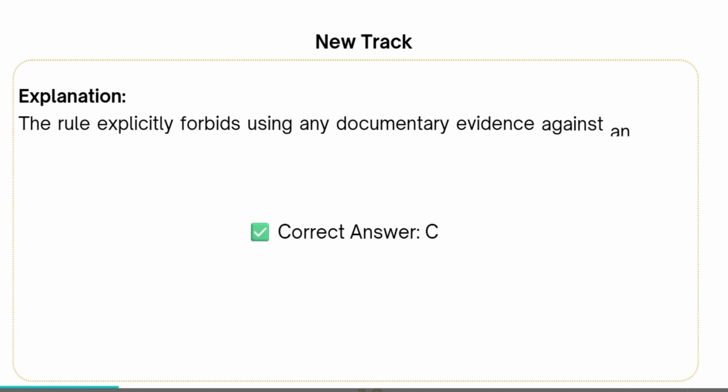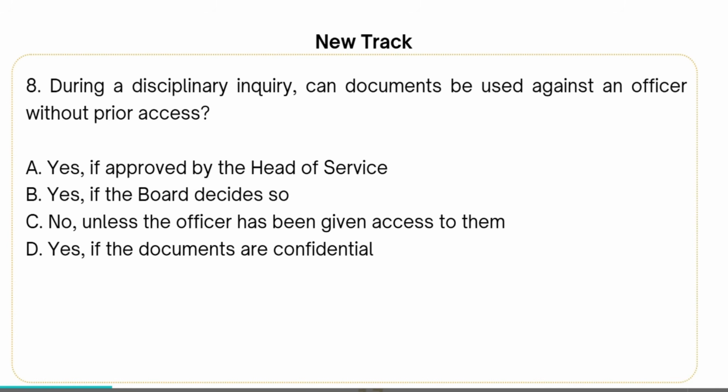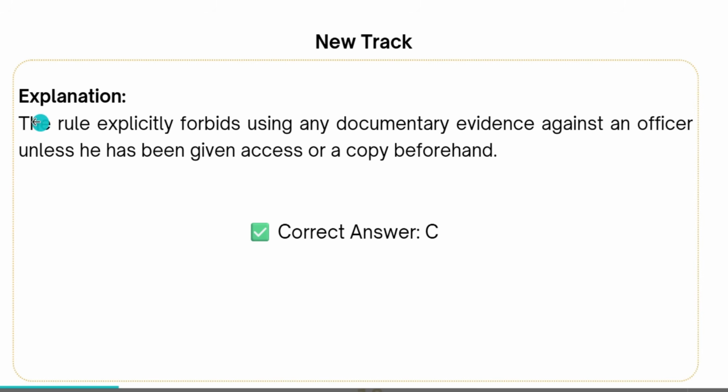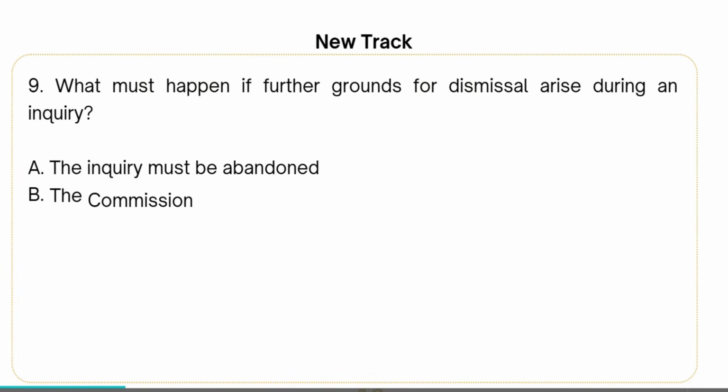The right option is option C, and option C says no, unless the officer has been given access to them. The explanation says that the rule explicitly forbids using any documentary evidence against an officer unless he has been given access or a copy beforehand. That's the right option, C.